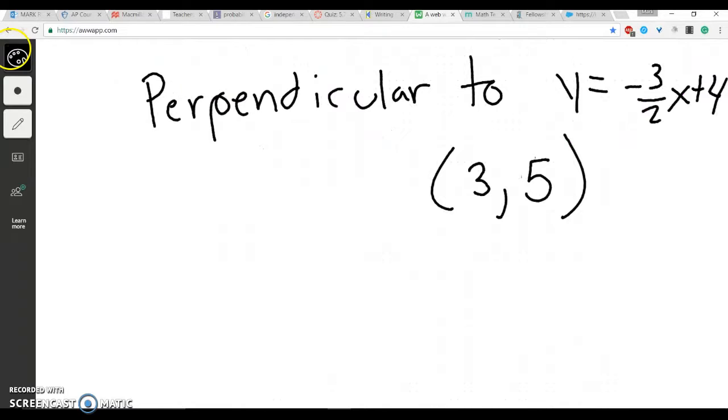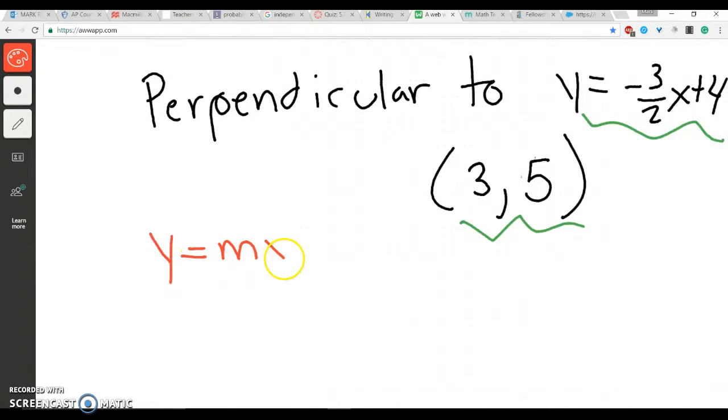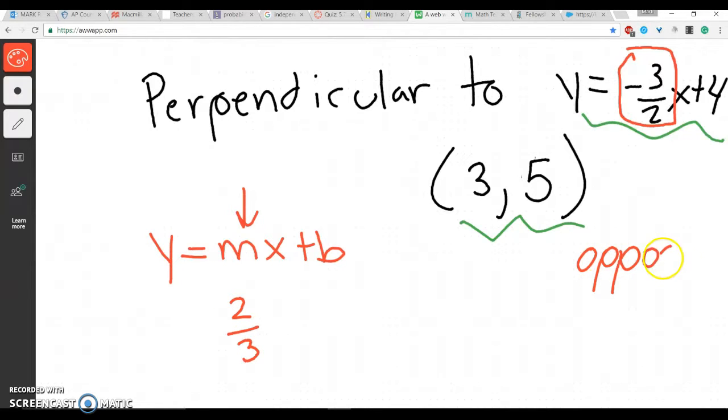Okay, so now I need a line that's perpendicular to this and goes through this point. So again, we're going to start out the same way with y equals mx plus b. And this time, since it's perpendicular, a perpendicular slope is one where I flip the fraction, and if it was negative, we make it positive. It's the opposite reciprocal. So the opposite tells me to flip the sign, and the reciprocal tells me to flip the fraction. So we flip that fraction.